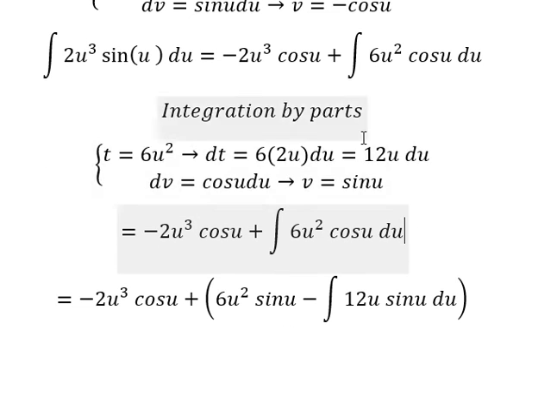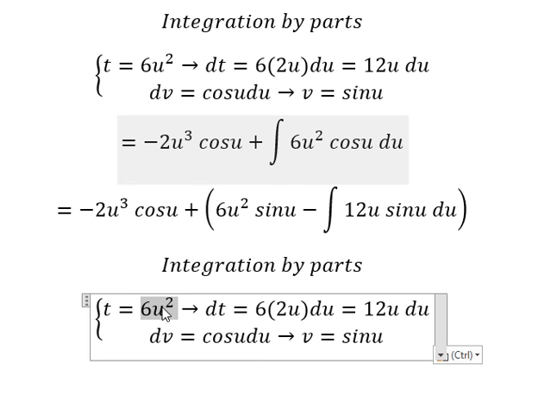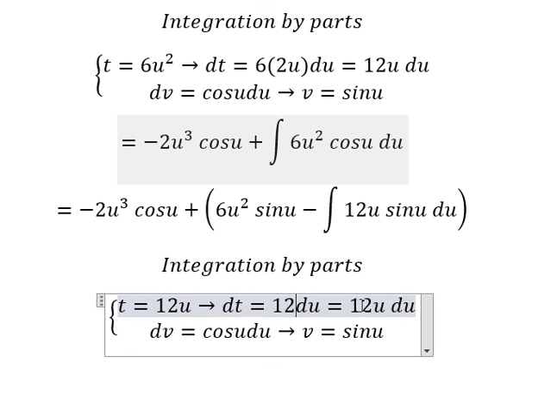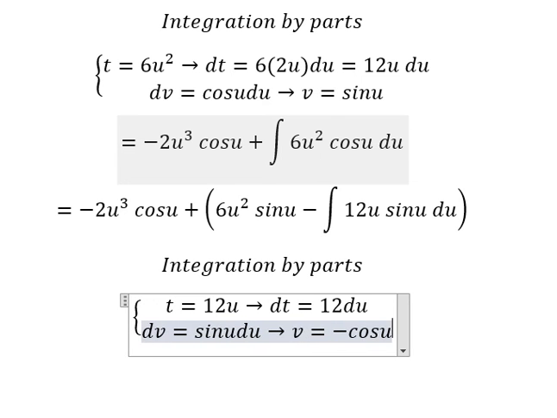Next, we can use integration by parts again. That is about 12u, so this one we have number 12. This one we change by sine u. This one we have negative cosine u.